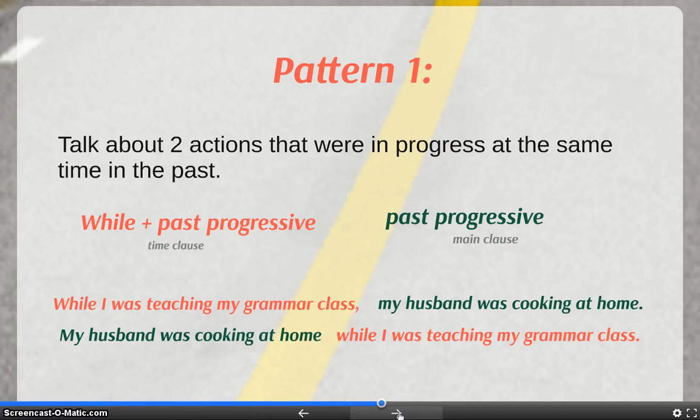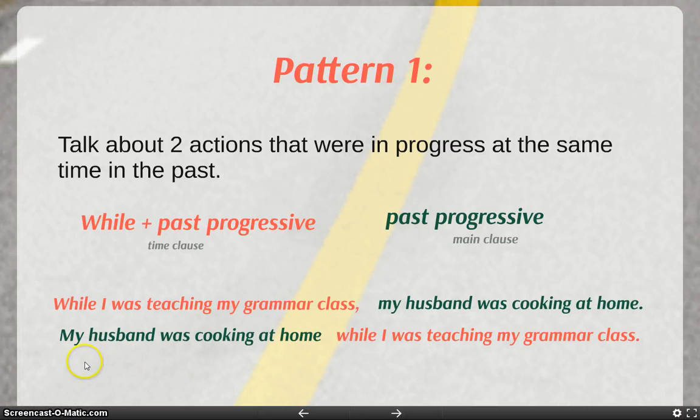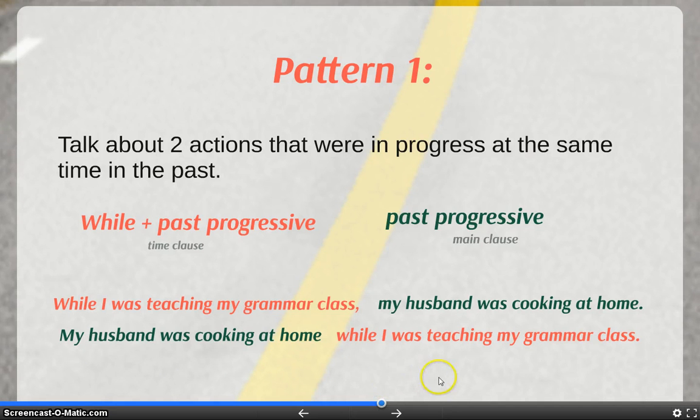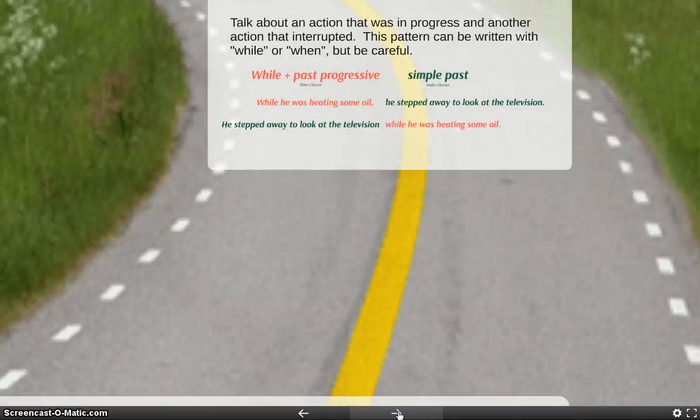So it would be okay to have one more example. While my husband was cooking at home, comma, I was teaching my grammar class. Okay, so as usual, it might be a good idea to pause the video here and try to write your own example. And we'll discuss your examples in class. Let's go to the next one.